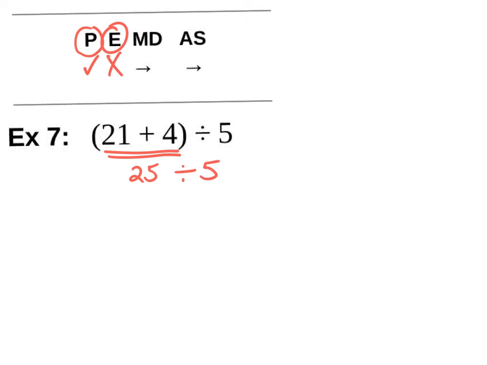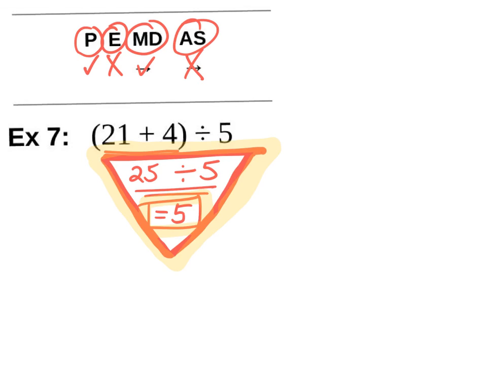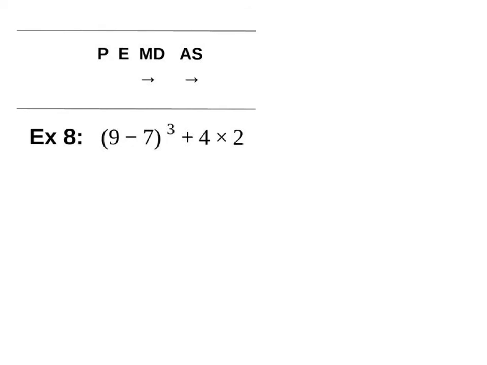Go to step 3, multiplication and division from left to right. I see a division problem, 25 divided by 5. I know that that's equal to 5. Final step is addition and subtraction. There is none, and so our final answer is 5. Super work. Number 8, looks like we got a doozy on our hands. I'm going to let you pause it and give it a shot.